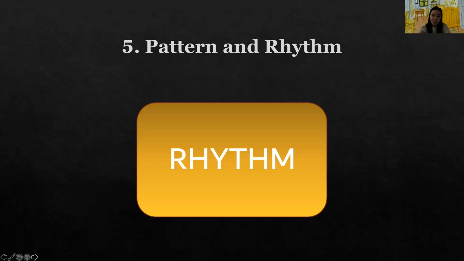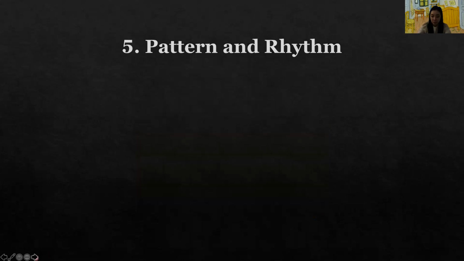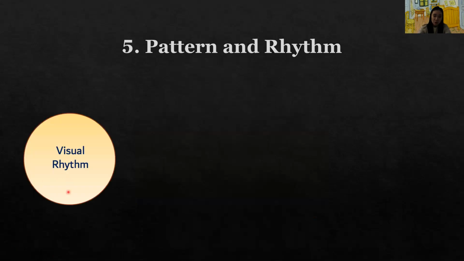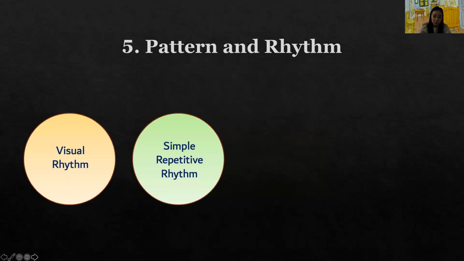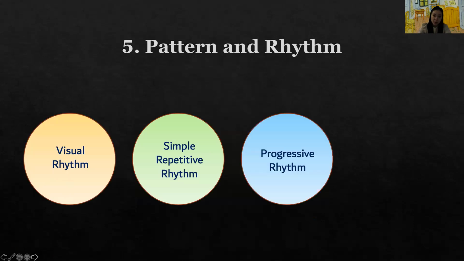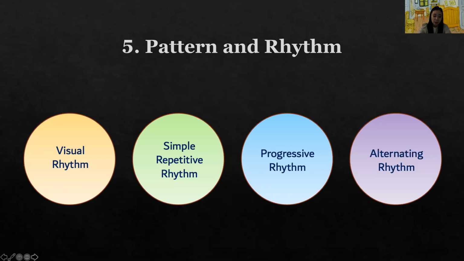Now let's see rhythm in art. Rhythm is based on repetition and is a basic part of our world. There are 4 kinds of rhythm in art. The first one is visual rhythm. The second one is simple repetitive rhythm. The third one is progressive rhythm. And the last one is alternating rhythm. So let's see one by one.